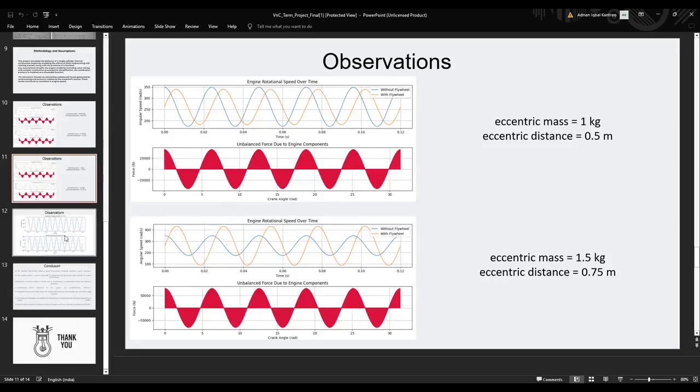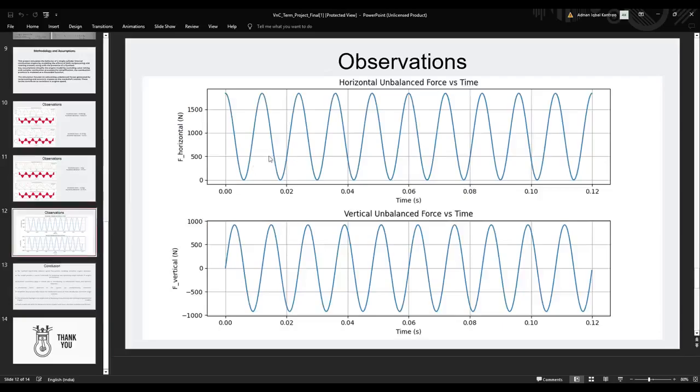But before that, let me show you another observational graph that we obtained. In this, the unbalanced force was divided into two components, the horizontal part and the vertical part, which have been plotted against time. So these are two other graphs which you can see as well. These are also following the sinusoidal pattern, as you can see.